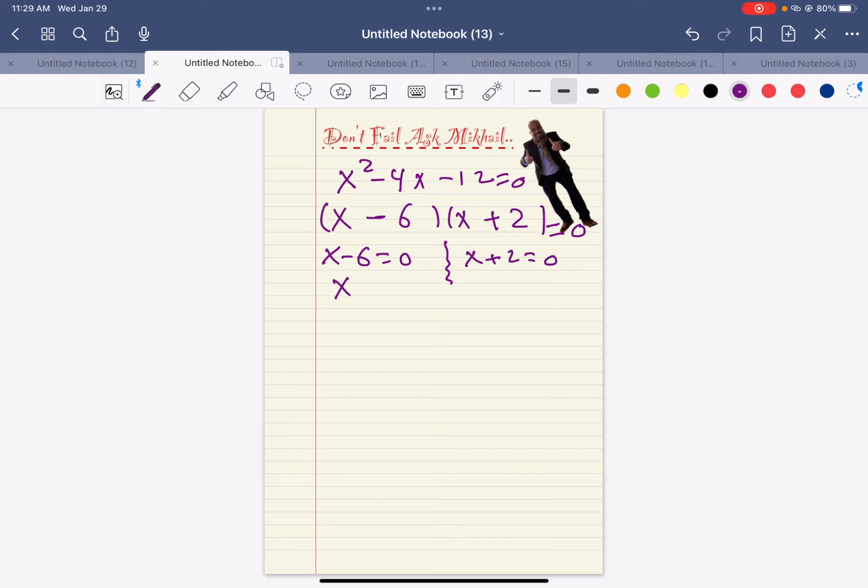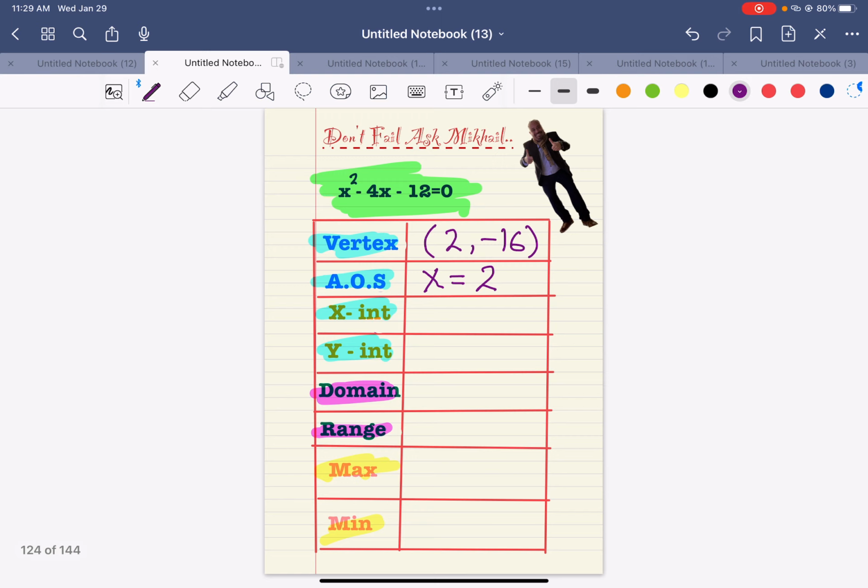And that will make x equal to 6, and x equal to negative 2. All right, so these two are my x-intercepts. That's where the graph touches or cuts the x-axis. So let's go back to the table.